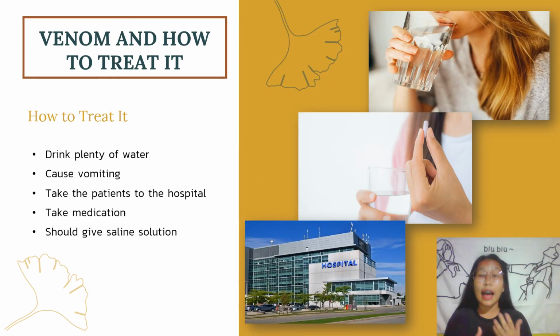How to treat it? First, drink plenty of water to dilute toxins. Second, cause vomiting. Third, take patients to the hospital to wash out the stomach and to remove all parts of the red spider lily plant. Fourth, take medication to treat nausea and vomiting to help prevent excessive loss of water and minerals in the body. Fifth, give saline solution until symptoms improve.